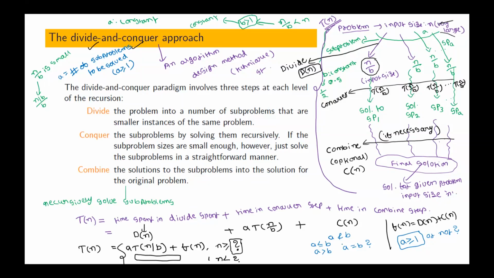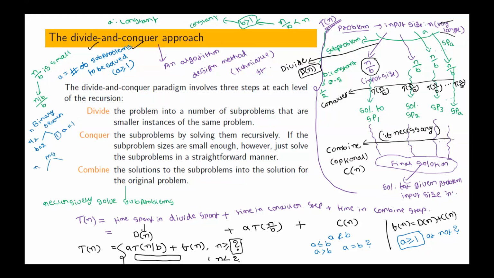Now, what is the relation between A and B? I will give an example. When we go through the actual algorithms, you will observe this. In the case of binary search, what are the B value and the A value? B is 2, n becomes n by 2. That's why B is 2. How many subproblems do we solve? One subproblem. That means A is 1.